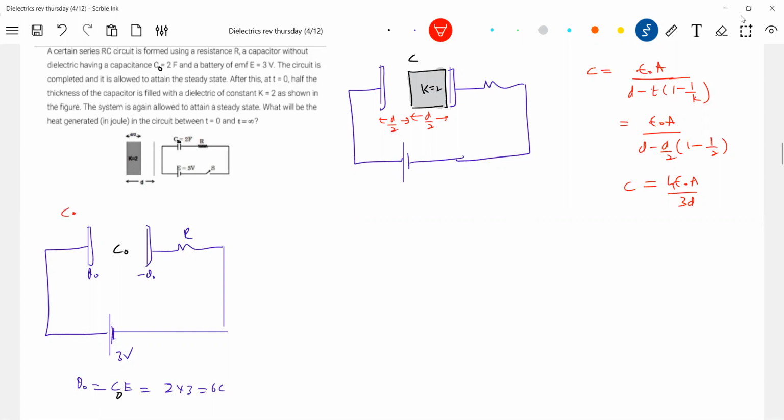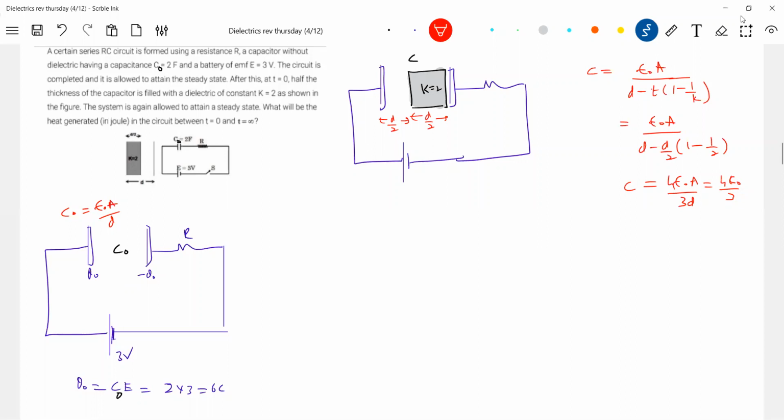Now, what is C naught? What will happen to the capacitance as it has increased? Since it has increased, what do you expect the charge to do? Increase. Okay, half the thickness is filled with a dielectric of that constant as shown here, and the system is again allowed to attain steady state. Okay, let's not bother. Finally, what will happen?